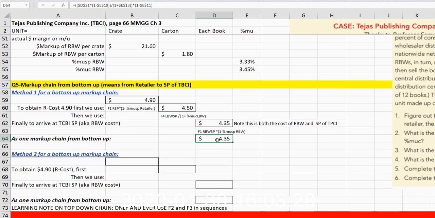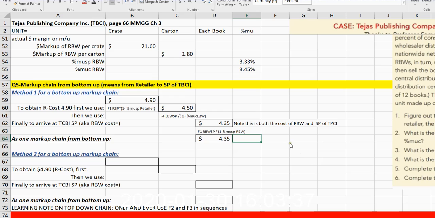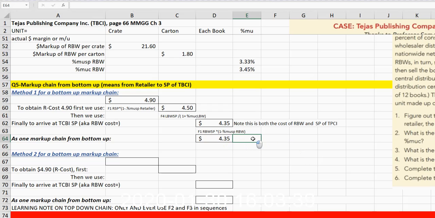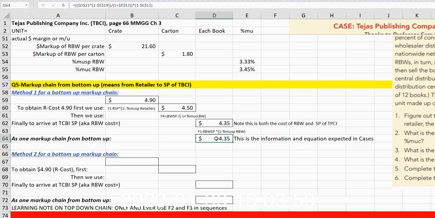from $7 to $4.35, which is our most important equation to learn. We've got to have this information right here. This is the information and equation expected in cases. So you won't be able to do this step by step like I'm doing. You'll have to show one equation. So you're going to want to pause this and absorb this.